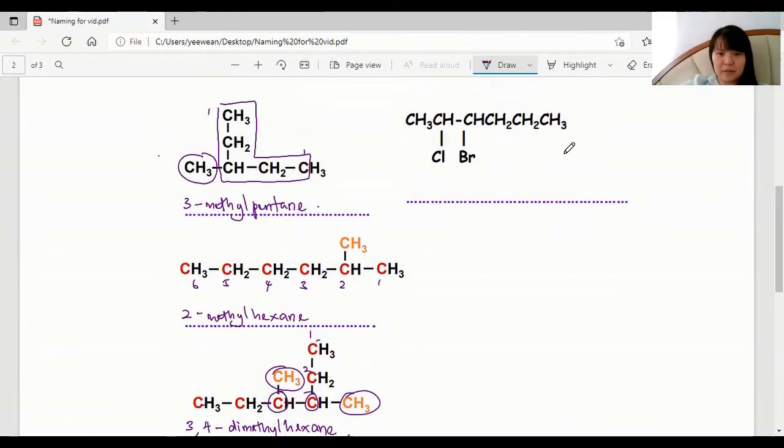And the last example here is what we discussed earlier. So 1, 2, 3, 4, 5, 6. We don't go by numbering, we go by alphabetical order. So bromo should come first. So 3-bromo. Number 2 has chloro, and it's hex again, hexane. So that's how we name them.